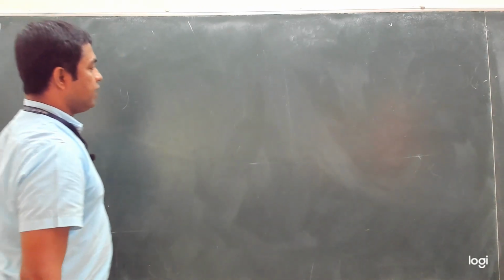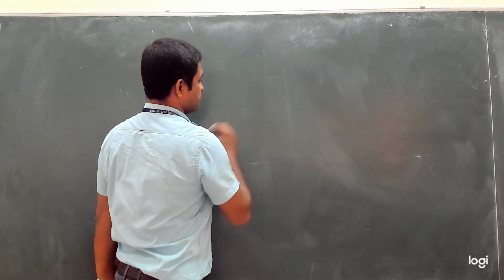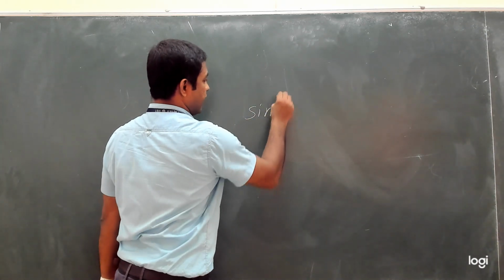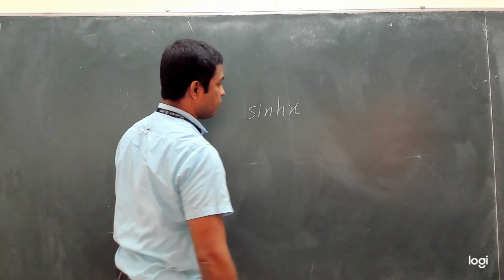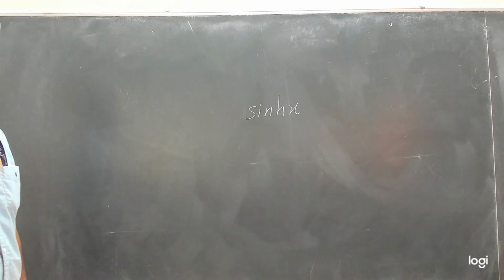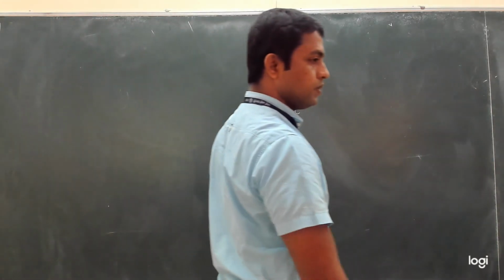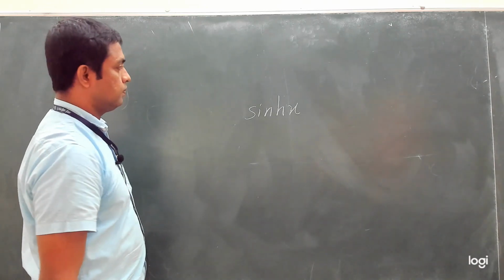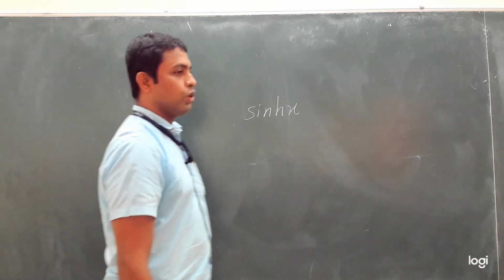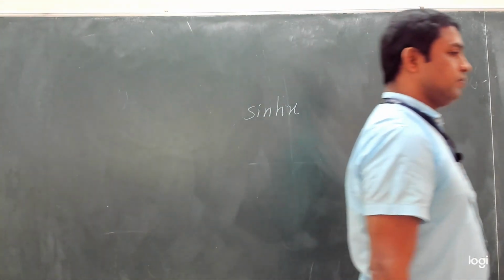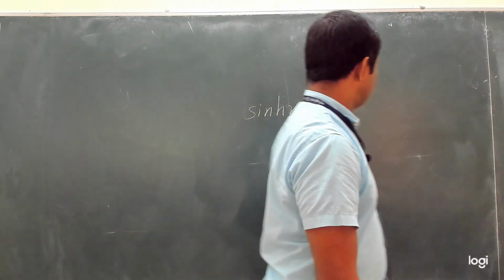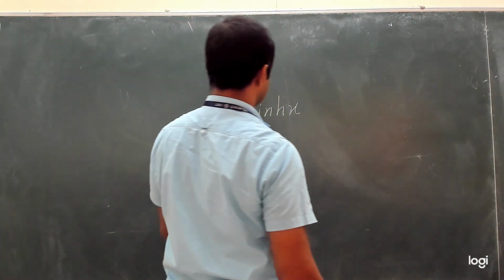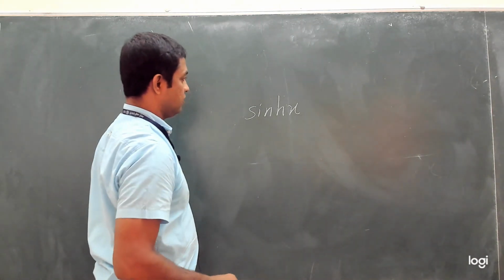So now let us look at the hyperbolic functions. Sine hyperbolic x. So what is the definition of the sine hyperbolic function? You know what is a hyperbolic function? No, sir, I don't know. It is e to the power x minus e to the power minus x by 2.